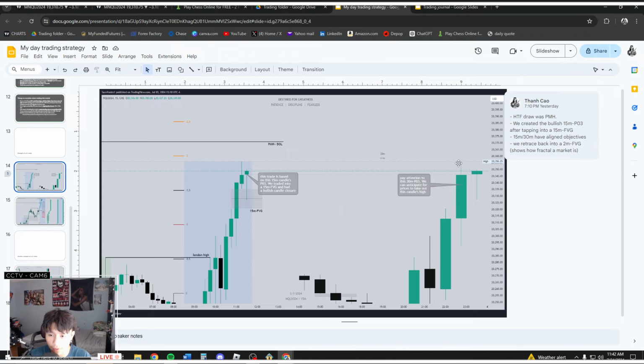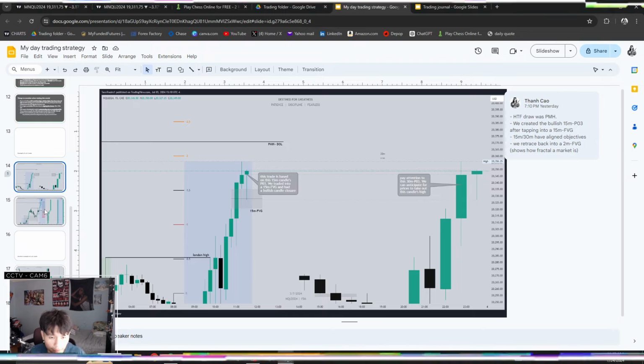And so I was anticipating for us to take out this 30-minute candle's high. And after how this 15-minute candle closed, I was also anticipating the same thing, to take out that 15-minute high. So we have a 30-minute high and 15-minute high, and they're in confluence with each other, so they're aligned. So we have two time frames that are aligned with each other, and our higher time frame draw, which is the previous month's high, hasn't been taken out yet. So on the daily, weekly, and monthly, it appears that we are going to take out previous month's high today.